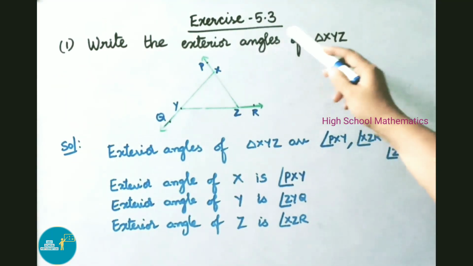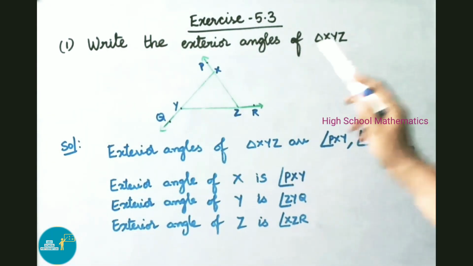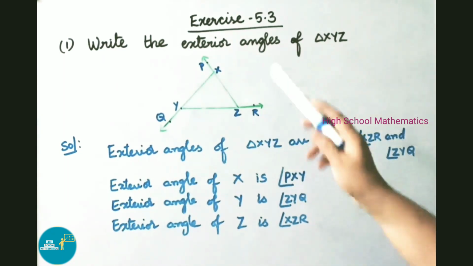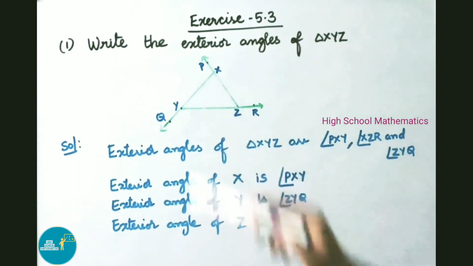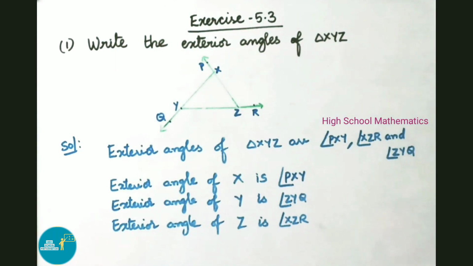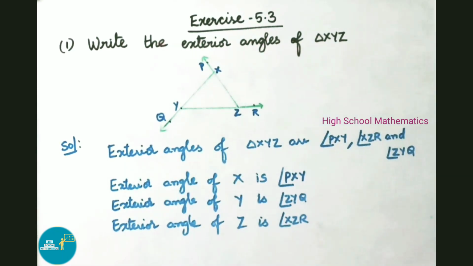See now exercise 5.3, first sum. Write the exterior angles of triangle XYZ. Let us see the solution. Exterior angles of triangle XYZ are angle PXY, angle XZR and angle ZYQ. Exterior angle of angle X is angle PXY. Exterior angle of Y is angle ZYQ. Exterior angle of Z is angle XZR.